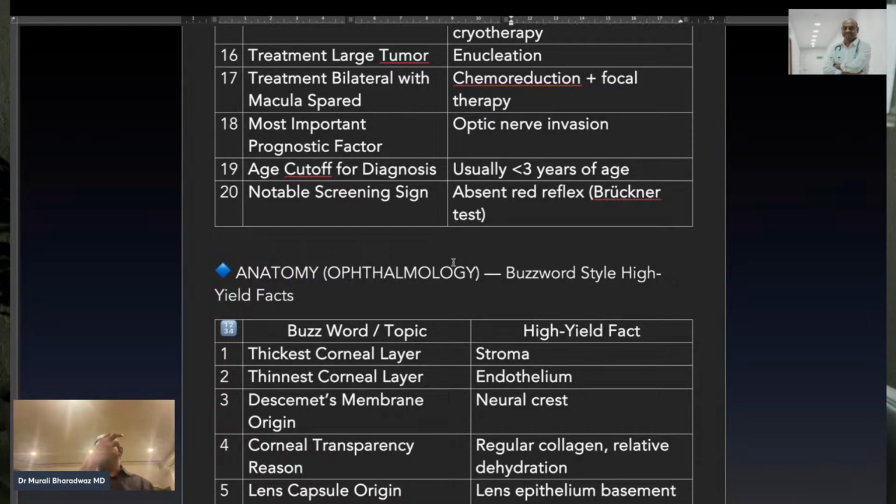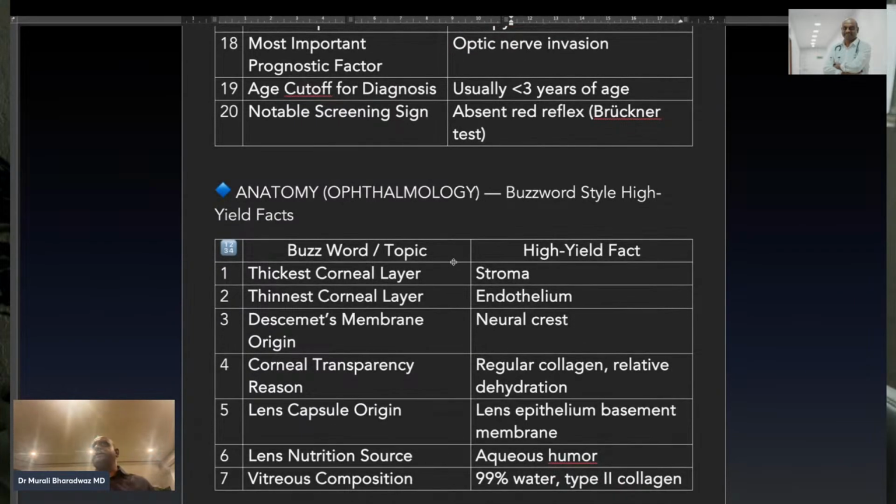That's the reason whenever you remove the retinoblastoma, you will also take a small piece of the optic nerve, dissect it, and check for any mets on it. What is the age for it? Less than 3 years. 13th chromosome. 3 is the lucky number for retinoblastoma. So what is the best test? It's called Bruckner's test, where the red reflex is absent and you get a white reflex. Good. Finish.